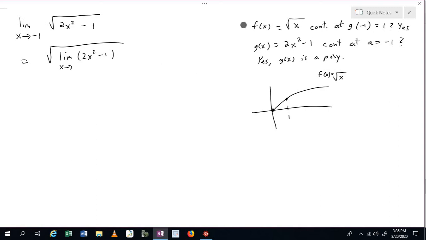Okay, so we've satisfied both of the conditions of the theorem. These are the two conditions for theorem 212. And so, by theorem 212, these are equal. This limit can go past this square root function, and you can actually find the limit of the inner function first and then take the square root of it, as long as you satisfy both of those conditions.